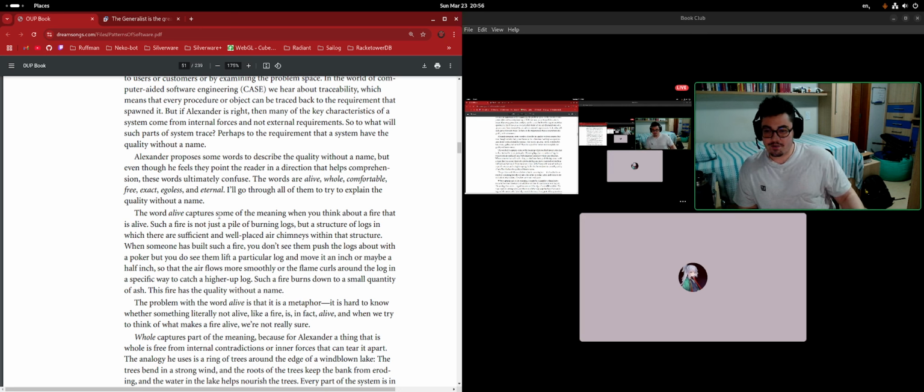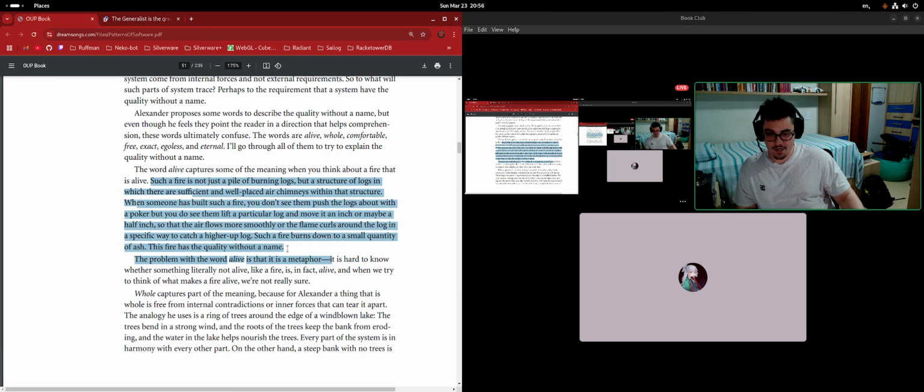So the word alive captures some of the meaning when you think about a fire that is alive. Which is, well, a pile of burning logs, but a structure of logs in which they are sufficient and well placed air chimneys within the structure. When someone has built such a fire, you don't see them push the logs about with a poker, but you do see them lift a particular log and move it an inch or maybe a half an inch so that air flows more smoothly or the flame curls along around the log in a specific way to catch a higher up log. So this is a very harmonious burning fire, let's say.